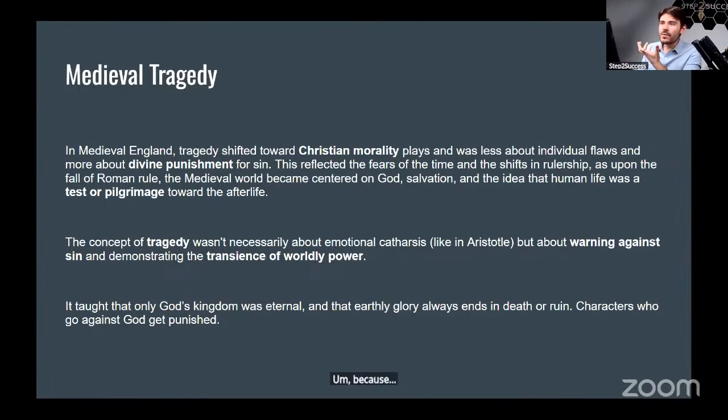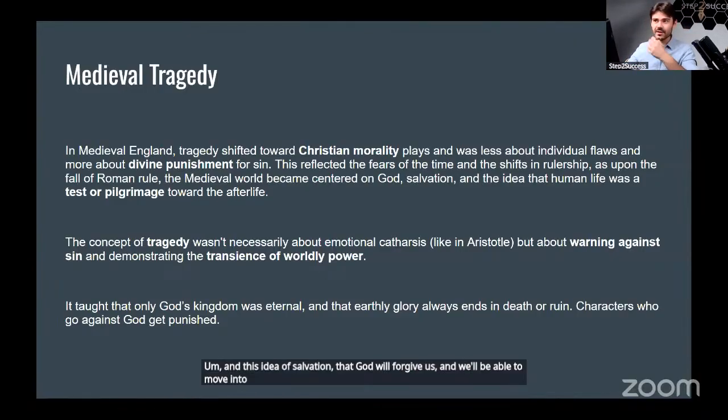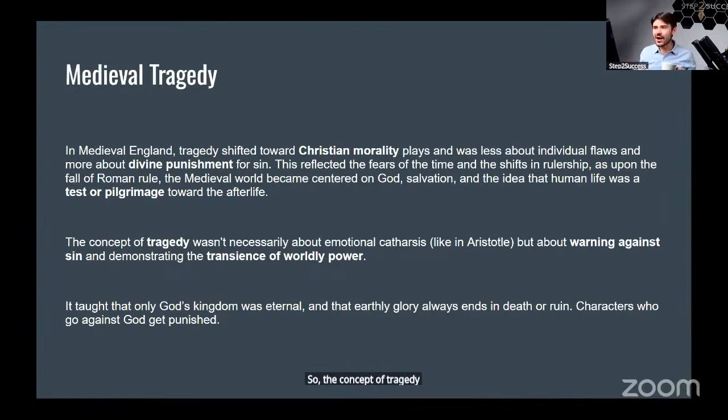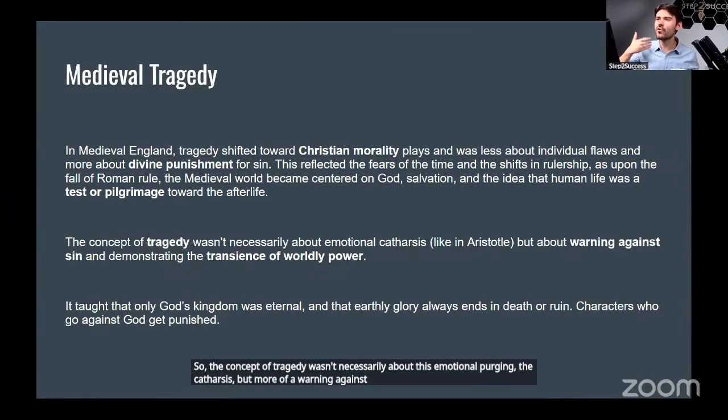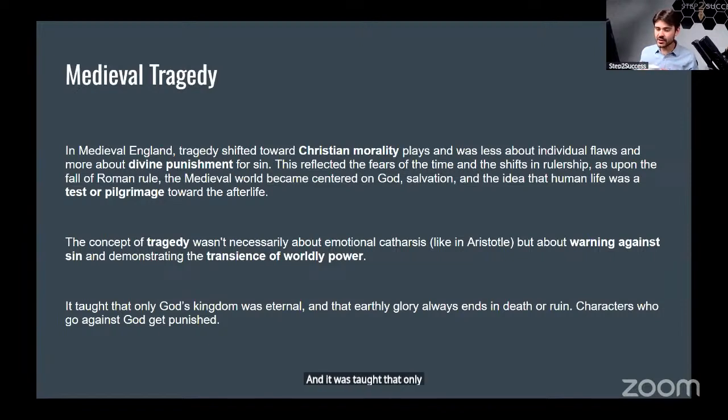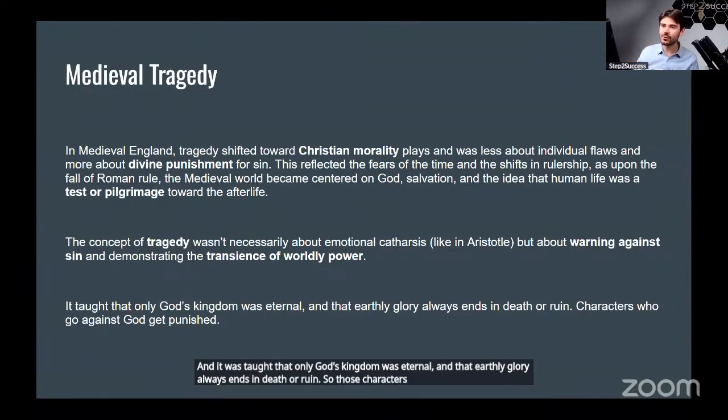Because when Roman rule in Britain finished, the medieval world became more centered on a different version of Christianity. And this idea of salvation, that God will forgive us and we'll be able to move into heaven even despite our sins. So the concept of tragedy wasn't necessarily about this emotional purging, the catharsis, but more of a warning against sin. So it was a moral message of why you shouldn't do bad things. And it was taught that only God's kingdom was eternal and that earthly glory always ends in death or ruin. So those characters who do sinful things, who do bad things, will get punished.